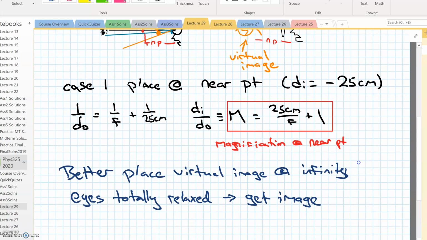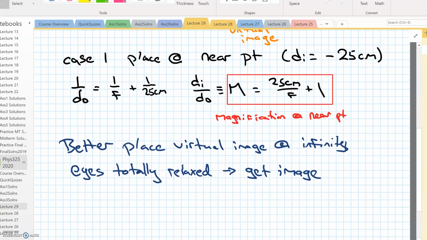So let's look at that. First of all, we have to think about what it actually means, and what the magnification means as compared to an object at infinity. Effectively, it means we're comparing the angular size subtended by the object as compared to the case where it was at the near point.